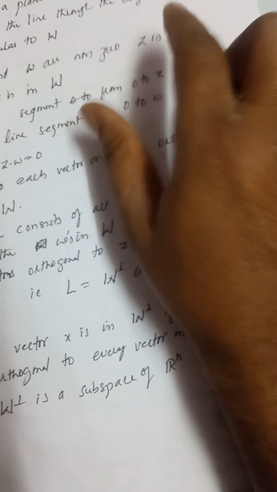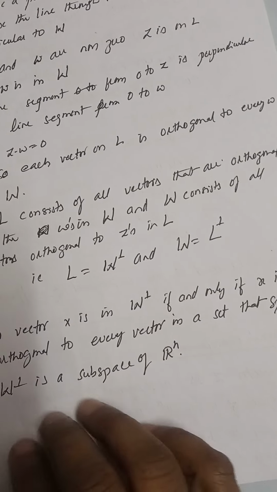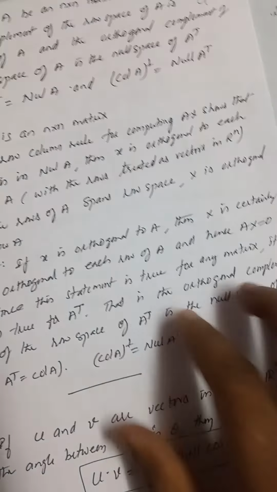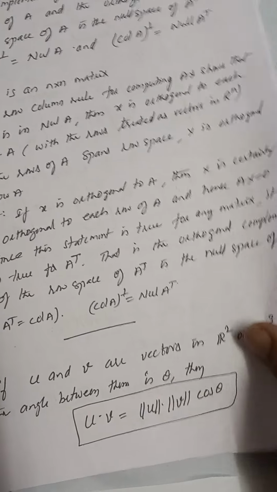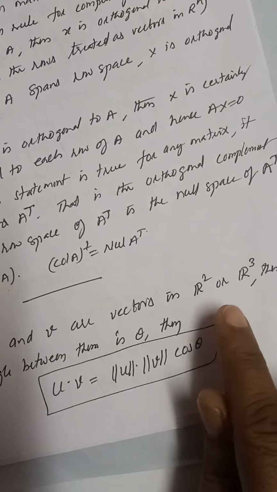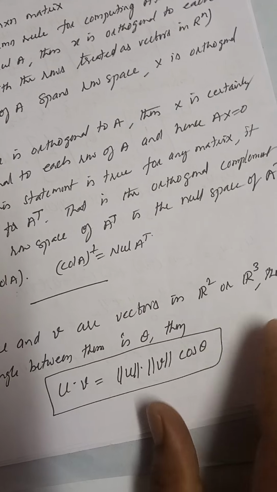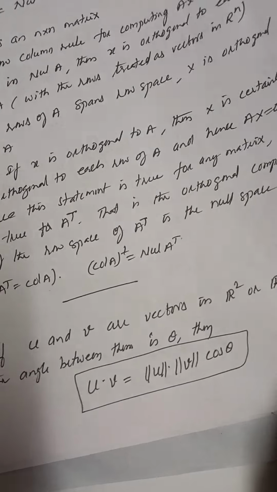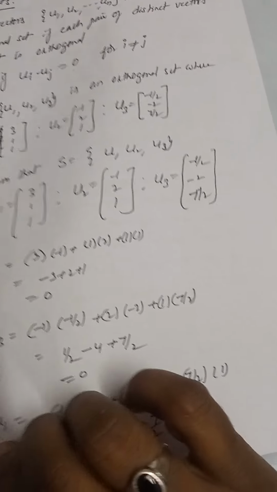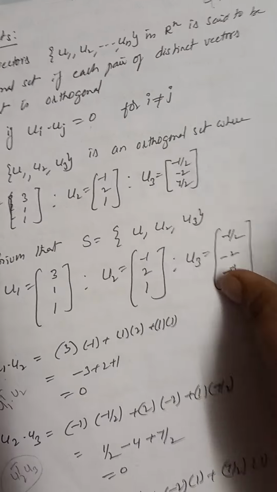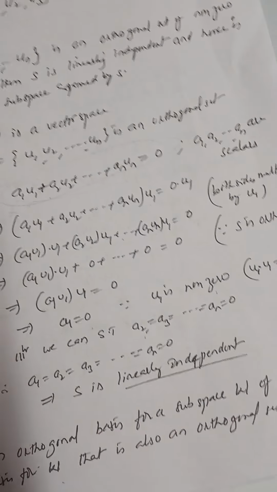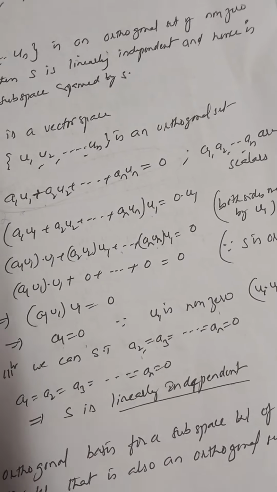Orthogonal complement definition. Next, the theorem based on it, example and theorem. Please go through this theorem, it is a very easy one. Now, let u and v be vectors in R square or R cube, and the angle between them is theta, then u dot v is equal to norm u into norm v into cos theta. Orthogonal sets, this one also explained. Next theorem: an orthogonal set is linearly independent.